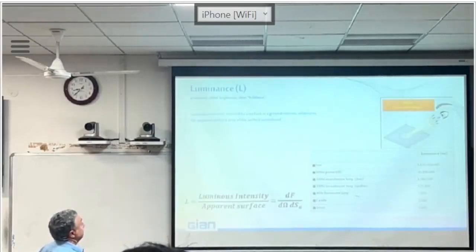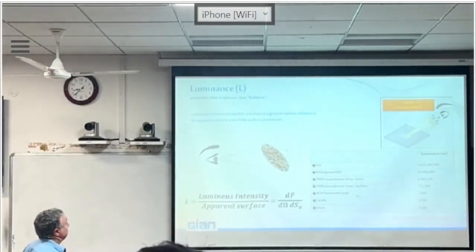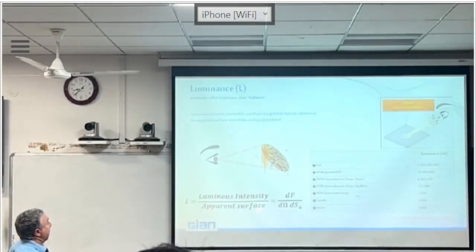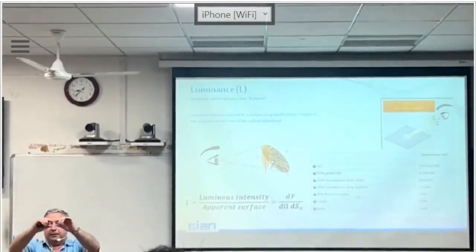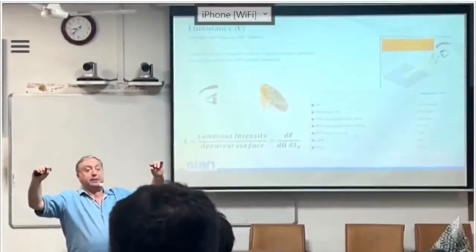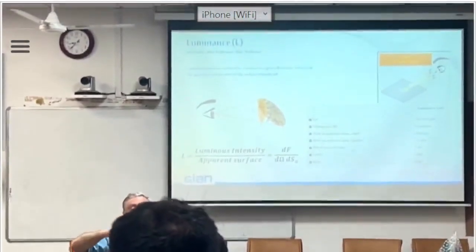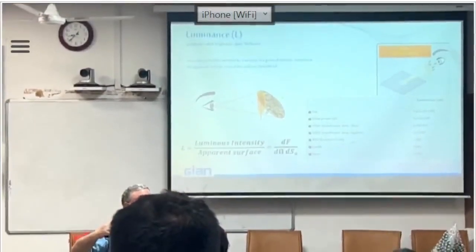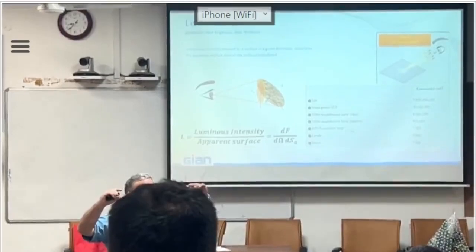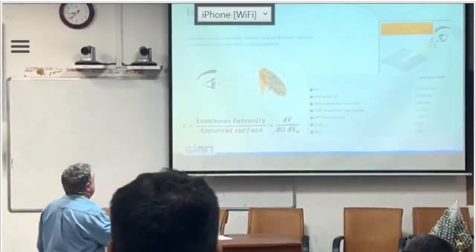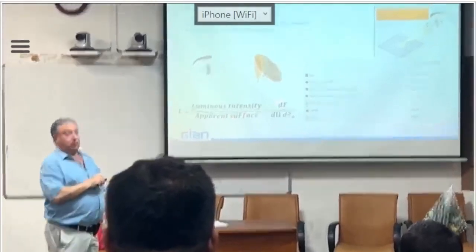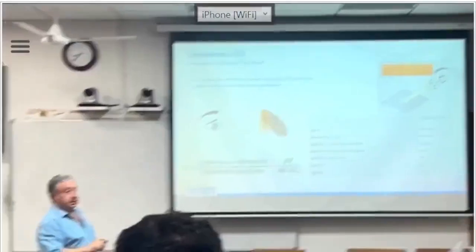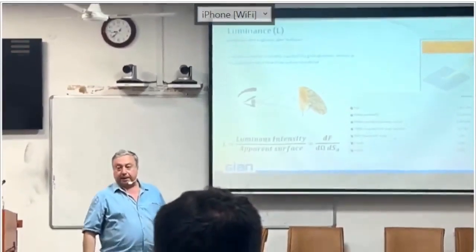The luminance is the luminous intensity divided by the apparent surface. That means whatever your surface is, the ratio uses only the apparent surface. If you look at a fluorescent lamp, it is cylindrical, but the apparent surface is just a rectangle. And the smaller the apparent surface is, for the same intensity, the higher the luminance is.